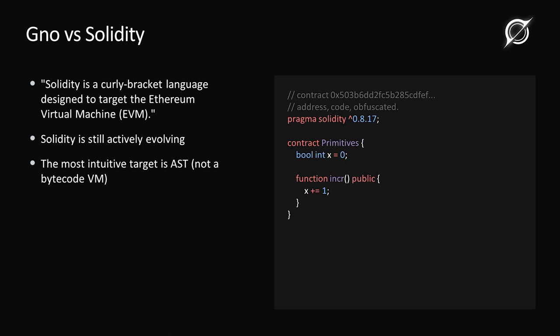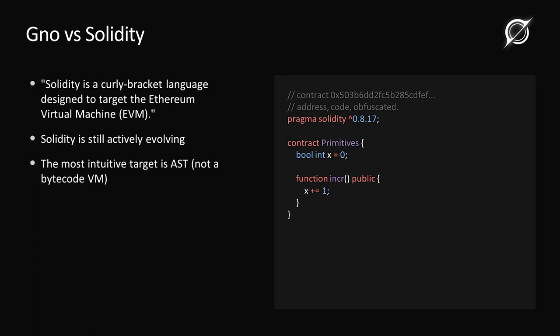Let's compare it to Solidity. It's pretty similar. So that's what I mean. Gno is similar to Solidity, but you don't have this in other smart contract systems, right? You got the package, which is called the contract. You got the variable X, and you have an exposed public function. Same kind of deal. So what's the difference?